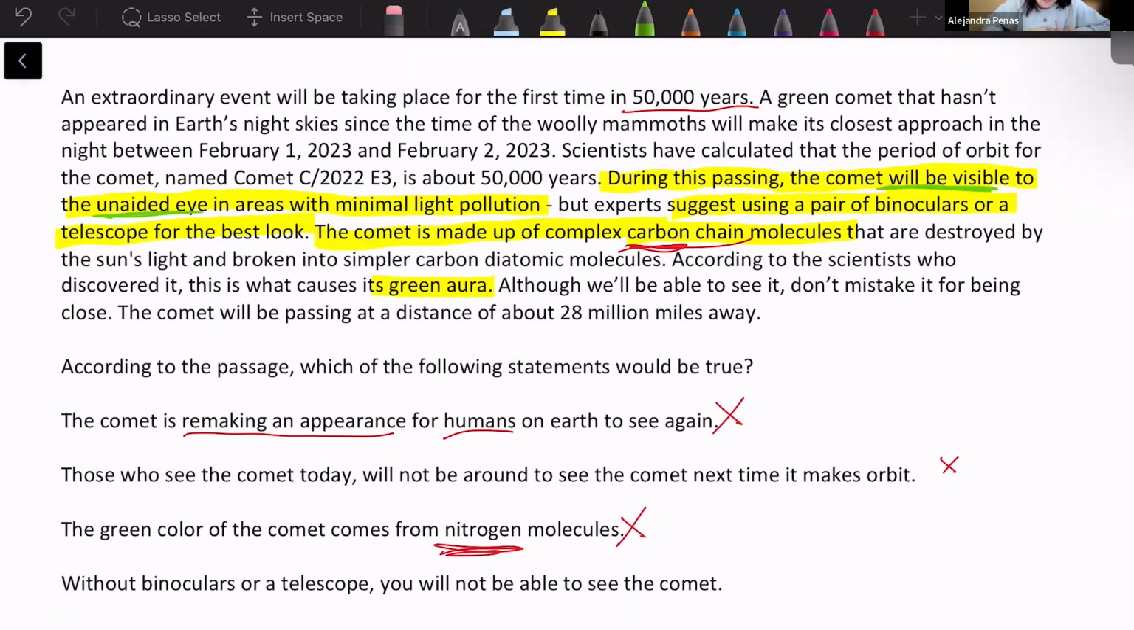I'm not gonna lie to y'all, I woke up at midnight and walked outside my backyard and I got to see the comet and it was cool as heck. But you can see it. If you want the best view of it, for the best look, then you want to use binoculars or a telescope. But if you didn't have binoculars or a telescope, you can still see it. Obviously it's not going to look as great. So it's not going to be the last one because you will be able to see it. So we ended up marking all four of them wrong.